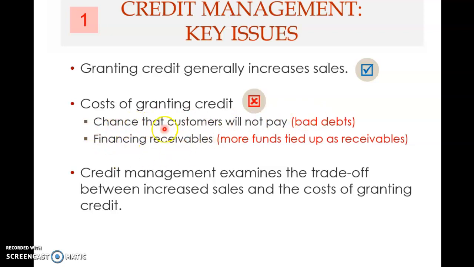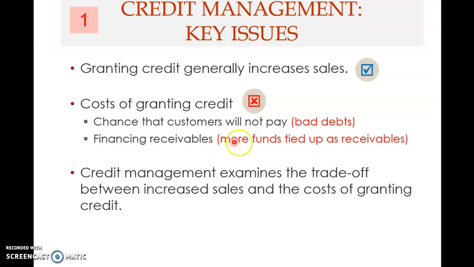The other is financing. So this is a marginal cost. Marginal here means quite small, actually, bad debts. If you manage your credit well, these bad debts are likely to be small. For an average company, maybe about 5% of their sales will be bad debts. 95% will be collected. But the major cost will be coming from this, financing of receivables.